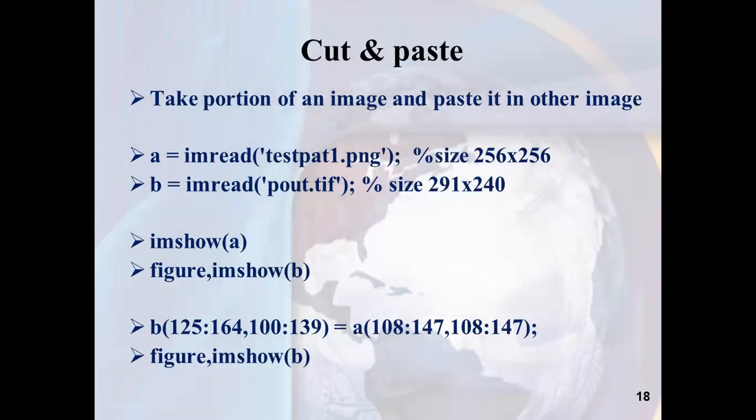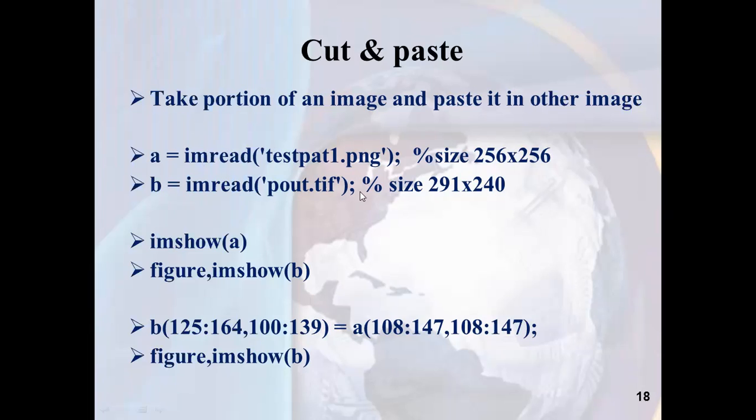Cut and paste. It's simple. We can take a portion of any image and paste it in another image. Since the image is now represented by a matrix, we can take any part of a matrix and put another part of another image in its place. So it's as if I did copy and paste. Of course, the two images should have the same type, meaning float, unsigned integer, percentage, and so on.